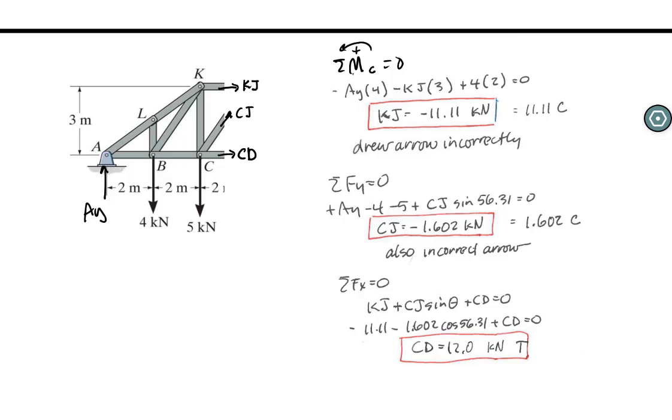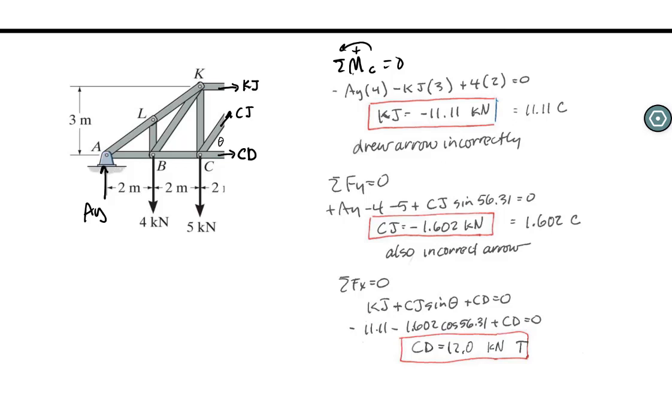To find the rest of the pieces here, I can sum the forces in the Y. This has an angle associated with it. I didn't solve for that angle in this picture, but I should have. That's angle theta, and it was 56.31 degrees. You can go back and solve for that. You can find that CJ is negative when I drew it like that, which means I drew its arrow incorrectly as well. It's actually a compression member. Sum of the forces in the X is equal to 0. So in this case I have this one, which is actually negative. That's KJ.